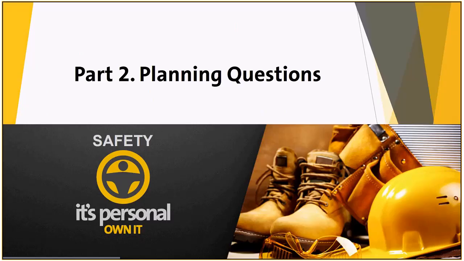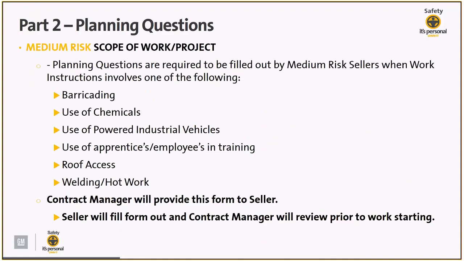So now let's take a look at the planning questions also identified in part 2. So just a reminder here, if you have a medium risk scope of work project, we do require that planning questions are filled out by the medium risk seller when the work instructions involves one of the following. So if the work instructions involves barricading, using chemicals, using powered industrial vehicles, using apprentices or employees in training, roof access, welding, or hot work, then the contract manager, which is you, will provide this form to the seller.